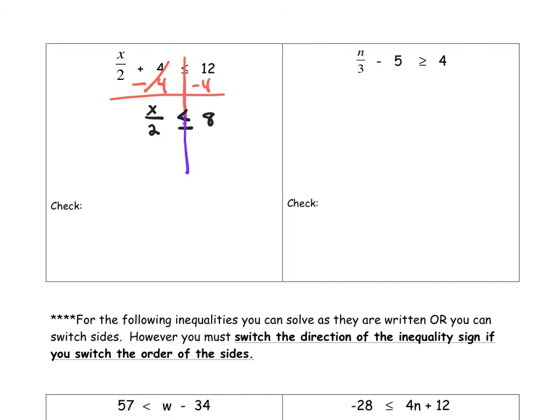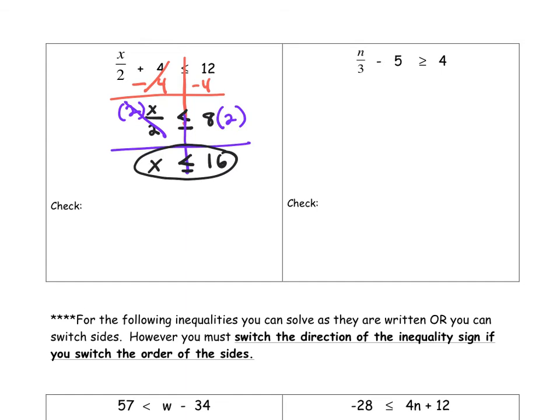My goal is to try to undo divided by 2, and the opposite of that is to multiply by 2 on both sides. And this eliminates the 2, leaving my x is less than or equal to 16. So this is my solution.